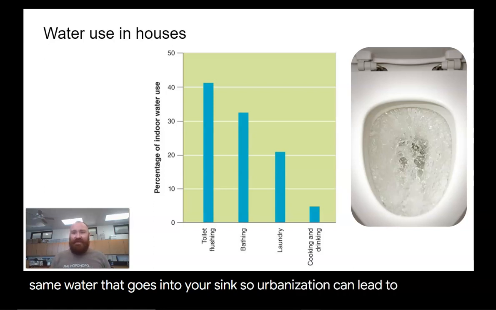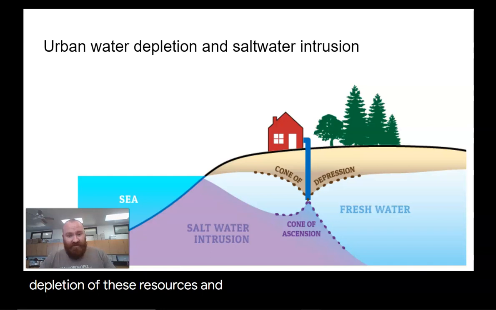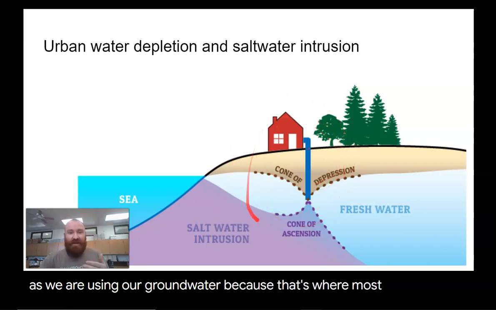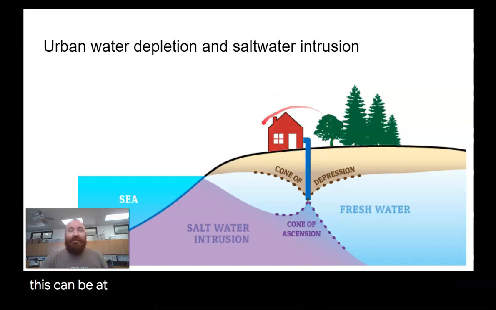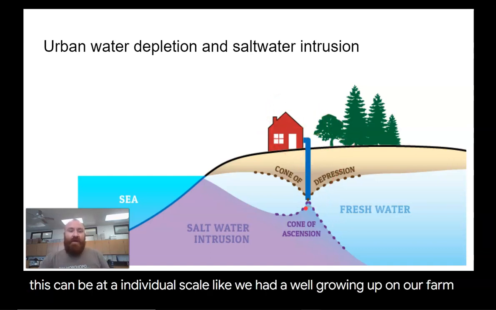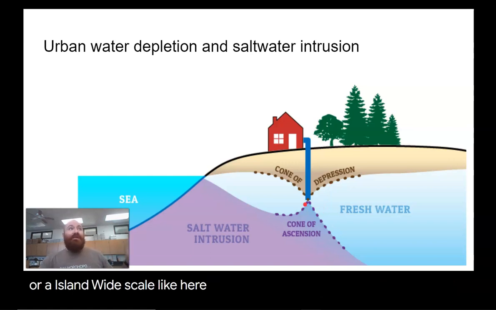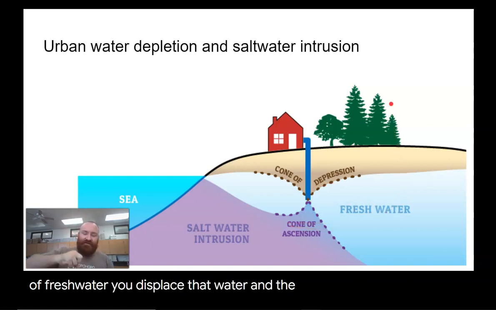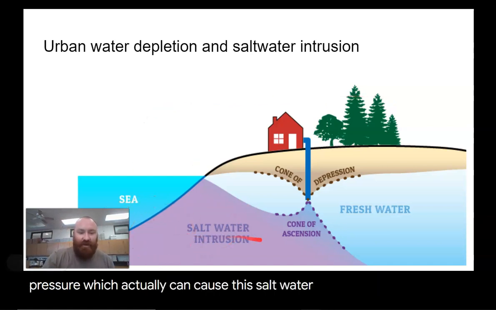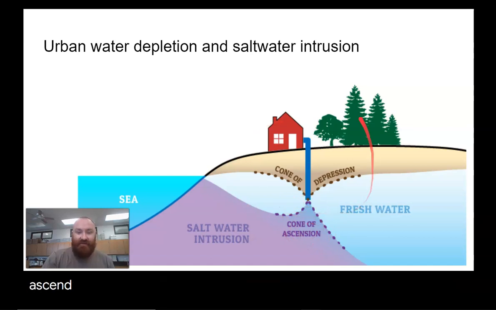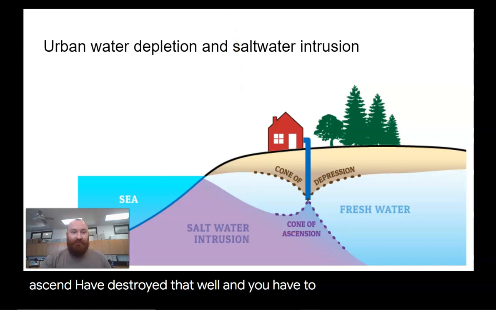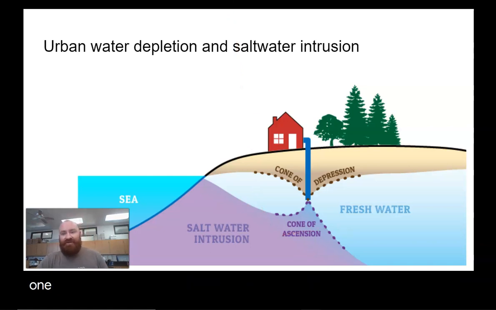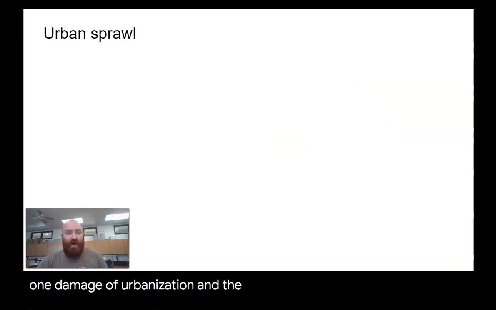So urbanization can lead to the depletion of these resources and something called saltwater intrusion. As we are using our groundwater, because that's where most people get their water, we have these wells that dig underground, and this can be at an individual scale, like we had a well growing up on our farm, or an island wide scale, like here, where we have a water system where everyone's connected to a series of wells. But as you reduce the amount of fresh water, you displace that water, and there's a displacement of pressure, which actually can cause the salt water from the ocean to ascend, and then you have destroyed that well, and you have to find a new well. So this is one damage of urbanization and the depletion of water resources.